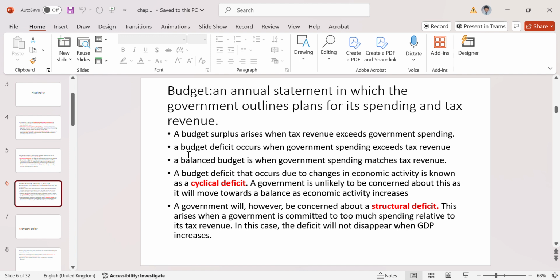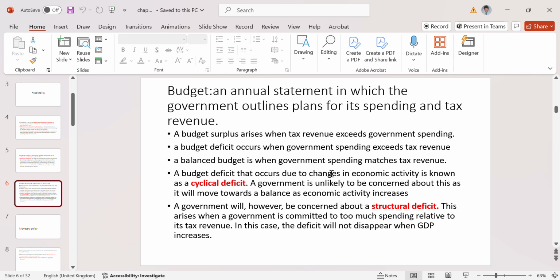Then we come to what is known as budget. Budget is basically a statement which every government prepares at the end of every year, mentioning what the plan for spending is and how much tax revenue it is expecting in future. Budget surplus means when the government plans to get more revenue from taxes as compared to its spending. Deficit is when the government spending exceeds the tax revenue. Balanced budget is when spending matches the tax revenue.